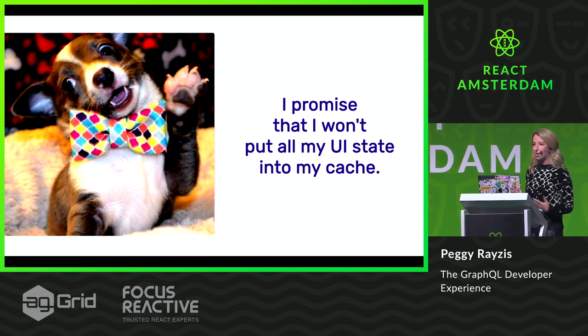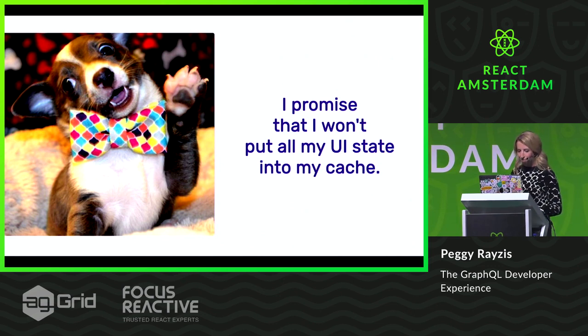I think that's kind of what happened with Redux. We all got a little too overboard and overzealous. But yeah, UI state is great. React hooks, like useState, is amazing. Try to see how far you can get with that first before you start dumping things into your cache.